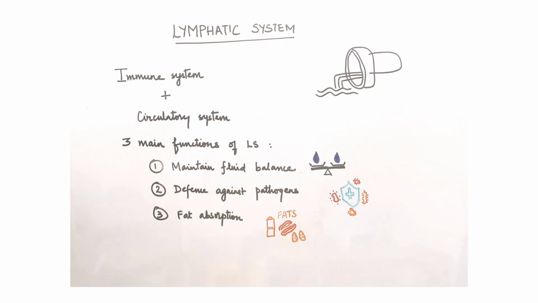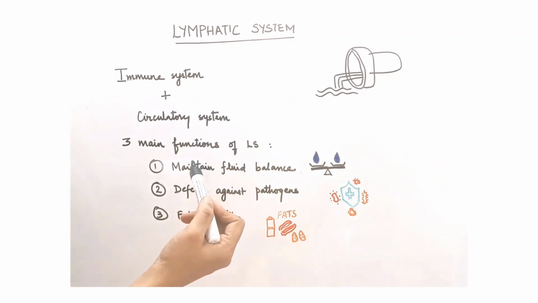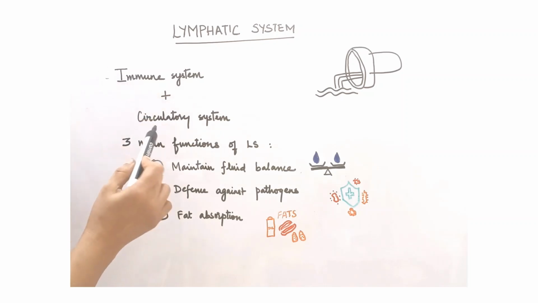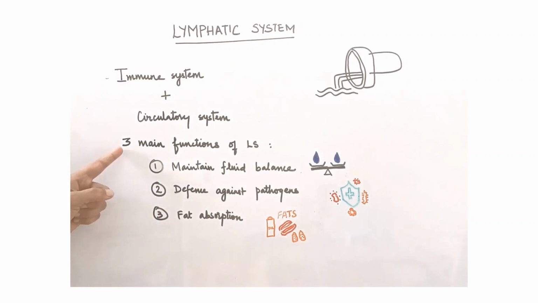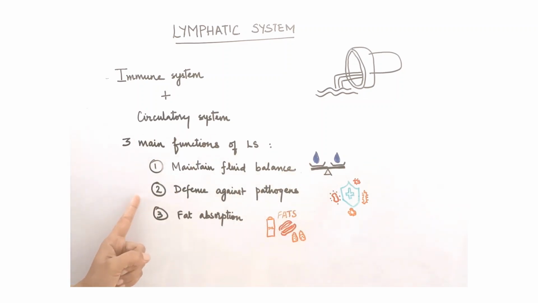The lymphatic system is our body's extensive drainage network. It is considered a part of our immune system and it also complements our circulatory system. There are three main functions of the lymphatic system. 1. Maintain fluid balance. 2. Defense against pathogens. And 3. Fat absorption. Let's look at the first function of the lymphatic system.